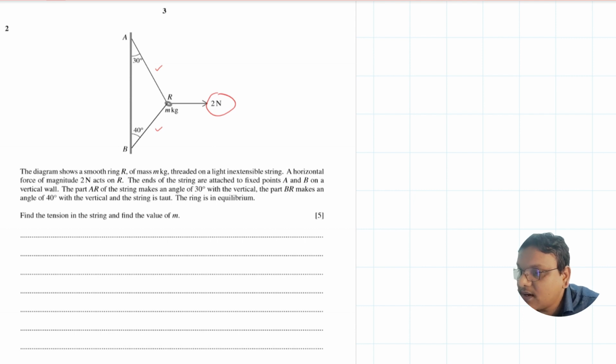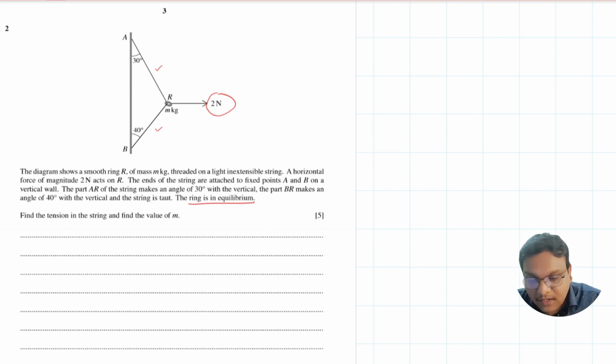The ends of the string are attached to the fixed points A and B on the vertical wall. The part AR of the string makes an angle of 30 degrees. You can see here, this angle is 30, this angle is 40. And this ring is in equilibrium, correct? So the question is, find the tension in the string and find the value of M.